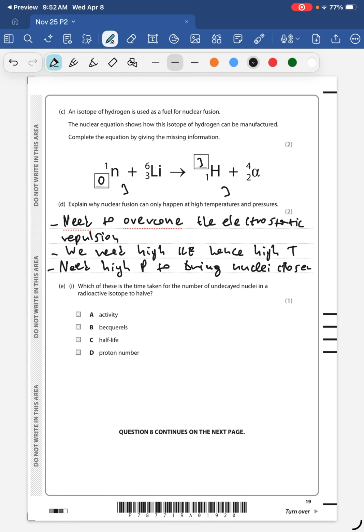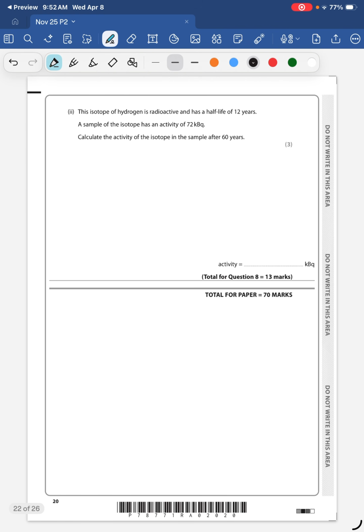And then finally part, no, it's not finally, there is one more. Question 8 continues on the next page. So part E, part 1, which of these is the time taken for the number of undecayed nuclei in a radioactive isotope to halve? That's half-life. Option C. And then this is the final question.